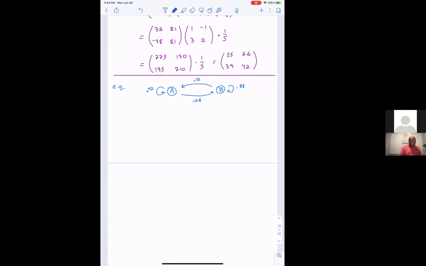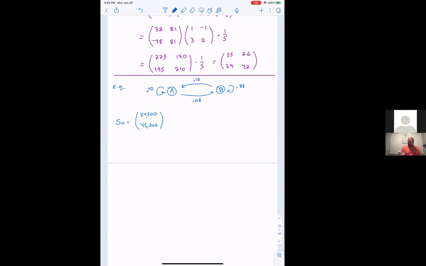So it says it's been this way every year since 2015, 8% leave one, 12% leave the other. These are just the numbers. And then it says that the initial state vector is 24,500 people in A and 45,200 people in B. And the question essentially is, eventually, what are the numbers going to stabilize at? People are going to leave A, people are going to leave B, people are going to stay. The numbers are going to keep changing. What does it stabilize at?